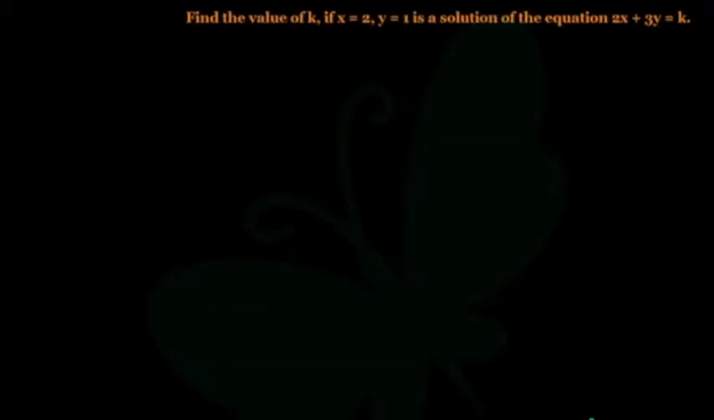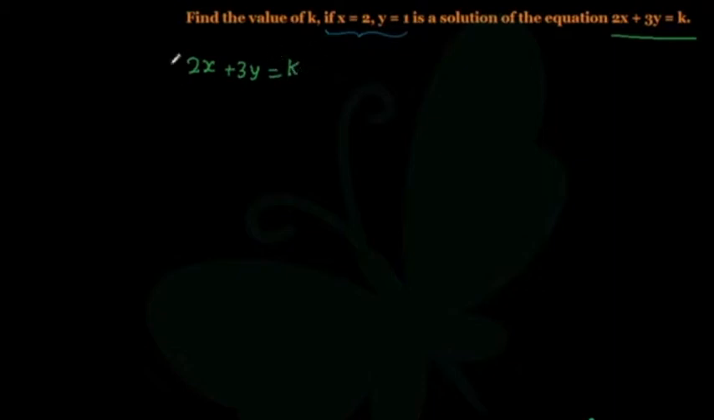Well, hi there. So let's look at this question. Here we need to find the value of k if x equals 2 and y equals 1. Well, the given equation is the following: 2x plus 3y equals k.